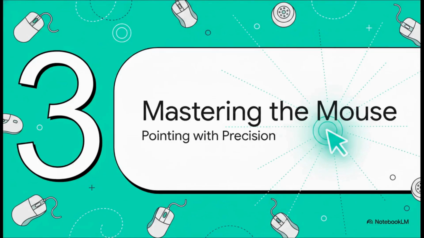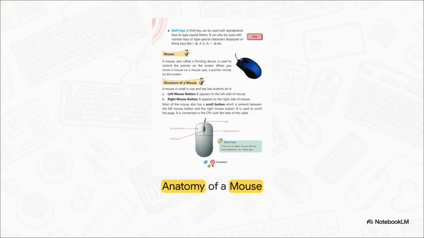All right, on to section 3, mastering the mouse, pointing with precision. If the keyboard is your tool for typing, the mouse is definitely your tool for pointing. Physically, it typically has a left button, a right button, and this really handy scroll wheel nestled right in the middle. That scroll wheel is essential. It lets you glide smoothly up and down a web page or document without having to manually click and drag the little scroll bar on the far edge of your screen.